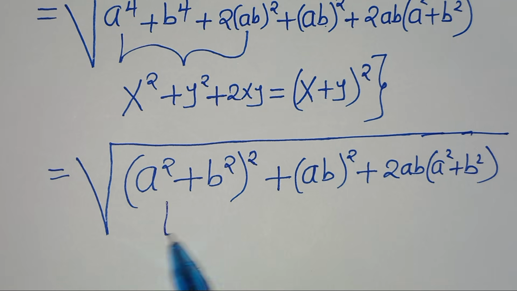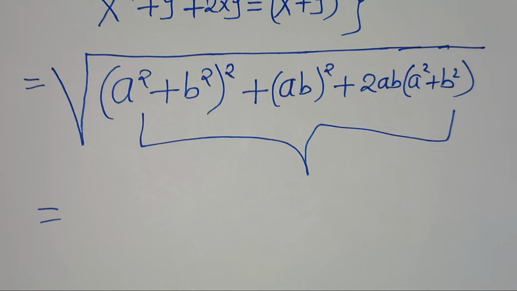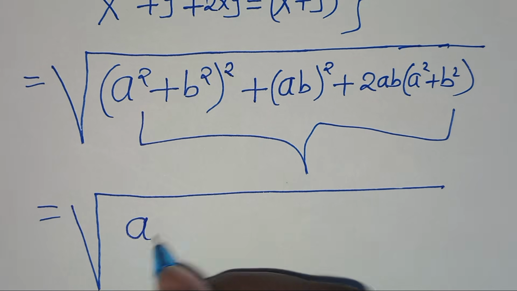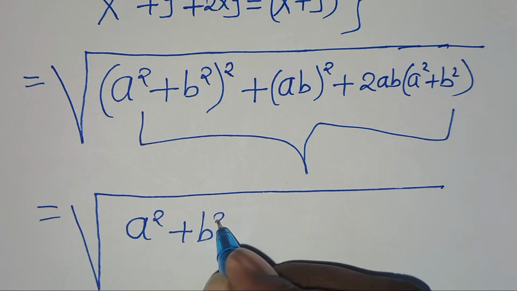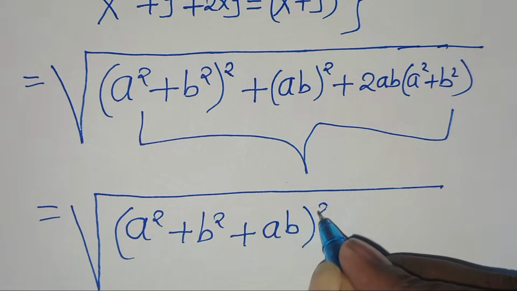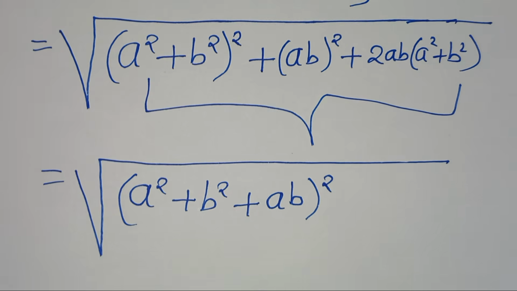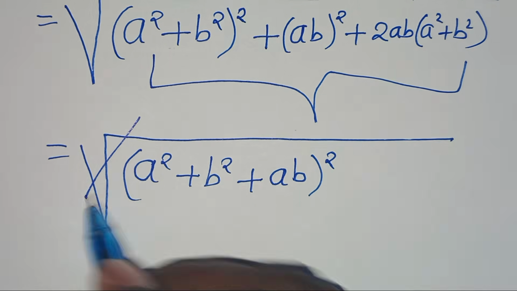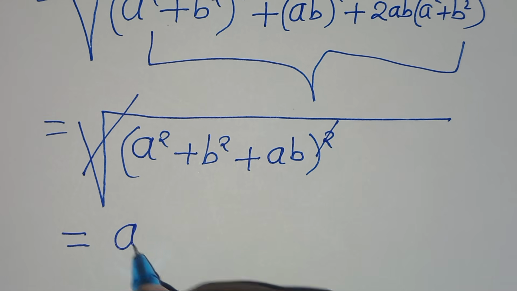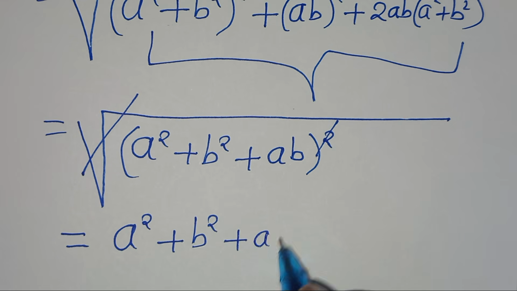The next step is that we can express the whole of this part as the square root of the square root of a squared plus b squared plus a times b, raised to the power of 2. Now if we expand this, we'll have all this here. So this means we can eliminate the square root sign, and therefore what we have here is a squared plus b squared plus a times b.